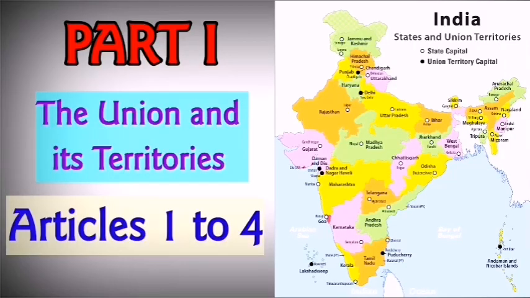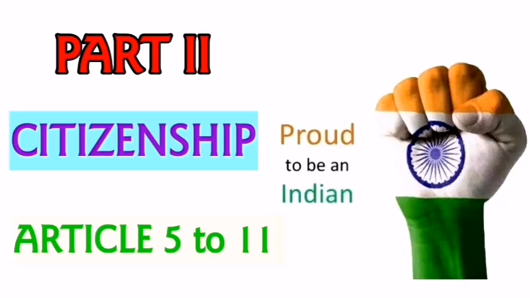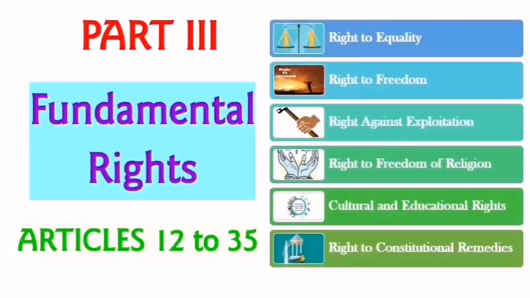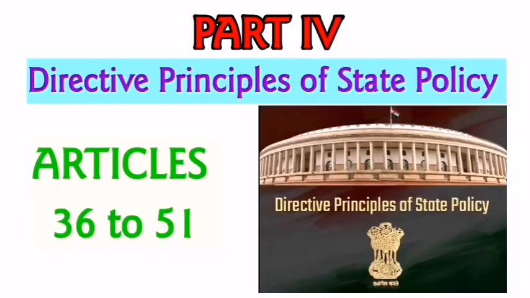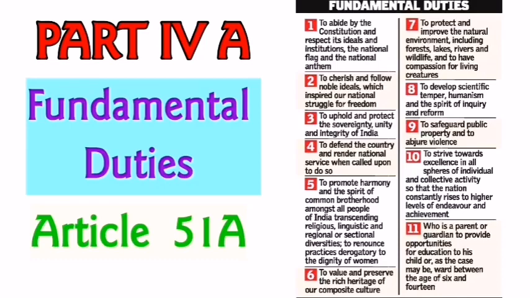Part 1 is about the Union and its territories, and Articles 1 to 4 come under Part 1. Part 2 is about citizenship, and Articles 5 to 11 come under Part 2. Part 3 deals with the fundamental rights, and Articles 12 to 35 come under Part 3. Part 4 is about the directive principles of state policy, and Articles 36 to 51 come under Part 4. Part 4A is about the fundamental duties, and Article 51A comes under Part 4A.